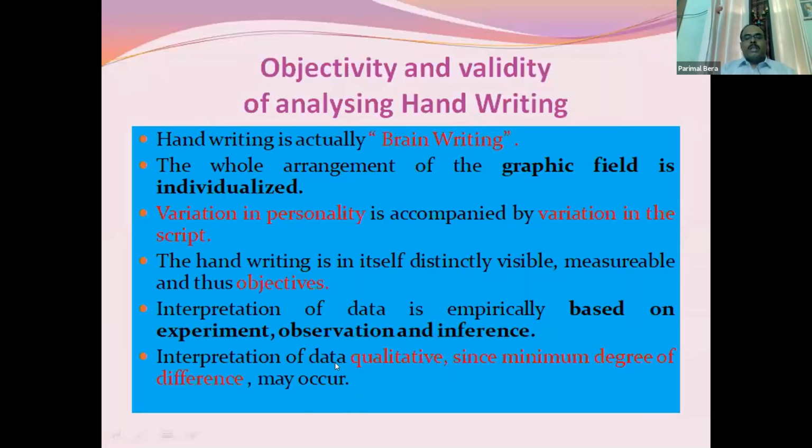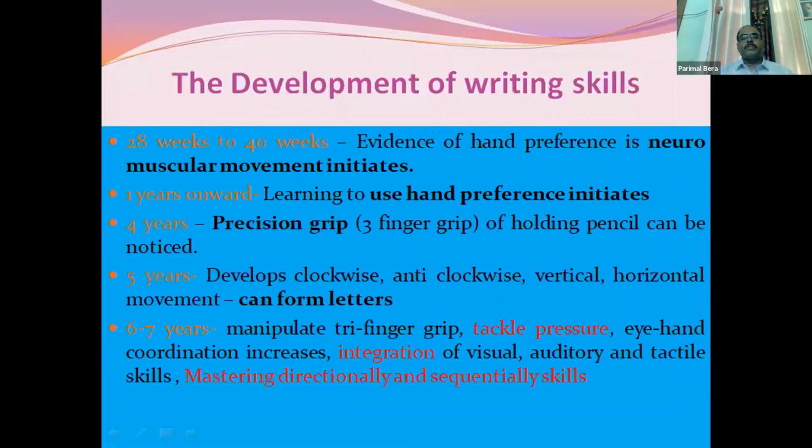So interpretation of data is qualitative, and a minimum degree of differences may occur as per the research norms. When we are talking about qualitative research, some sorts of differences may happen. As handwriting analysis is qualitative research, a minimum degree of differences may happen from one graphologist to another graphologist.